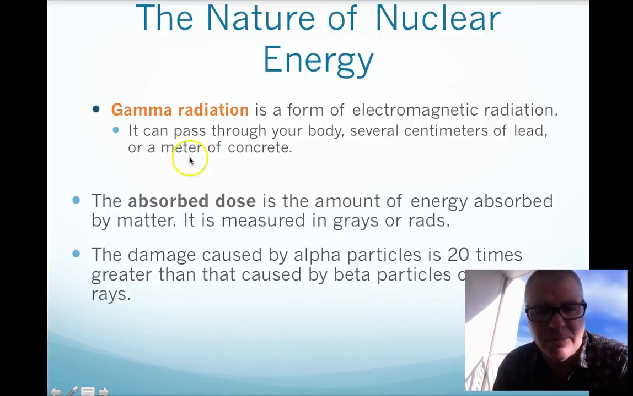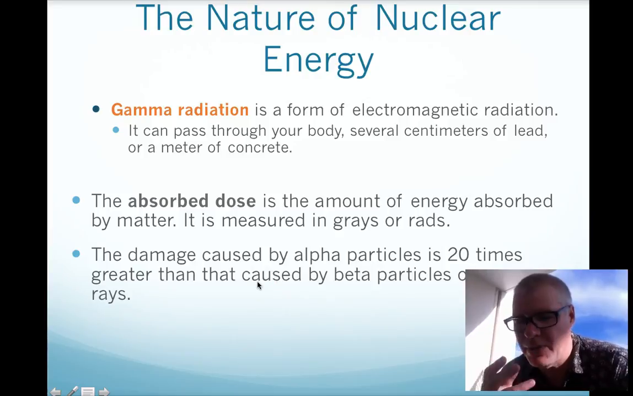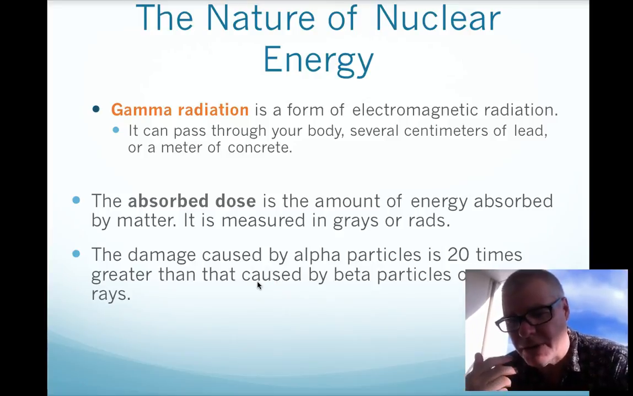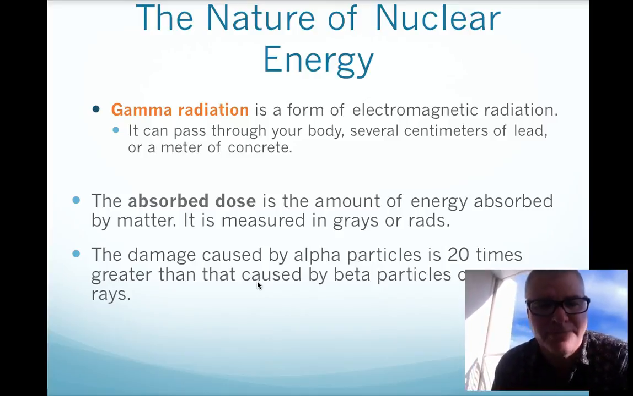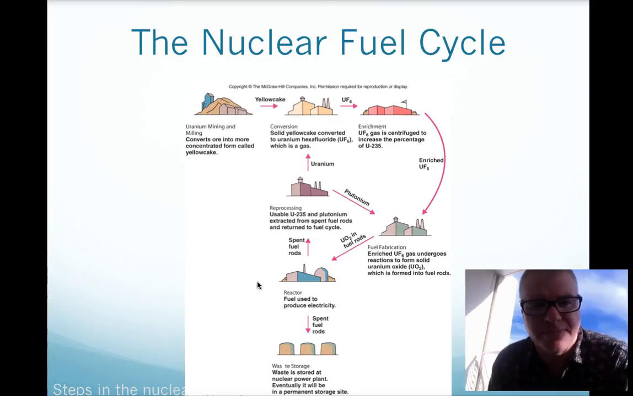So the damage caused by alpha particles is actually 20 times greater, but it just doesn't penetrate as much. So you have to worry about inhaling alpha particles, but gamma is just all over the place in the environment, passing straight through you and hitting you in all sorts of places internally. So there are different dangers associated with all these kinds of radiation.